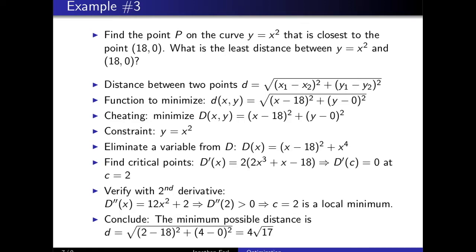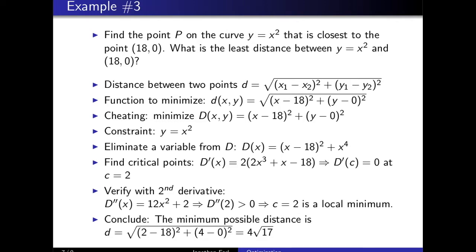So the constraint that we're working with is we said that the point in question has to be on the curve y equals x squared, so we'll put y equals x squared in for y in our expression capital D. So now capital D as just a function of x is going to be (x minus 18) squared plus x to the 4. We had a y squared and then we're replacing y with x squared, so we get x squared squared, or x to the 4.